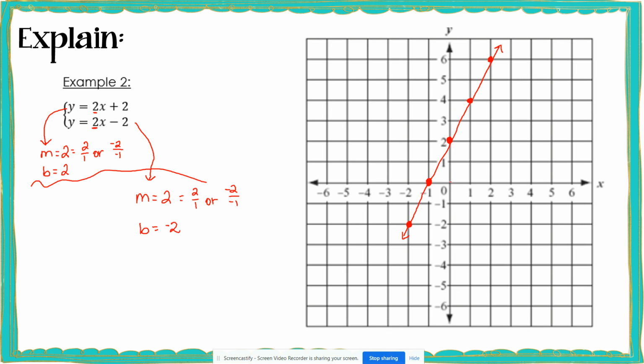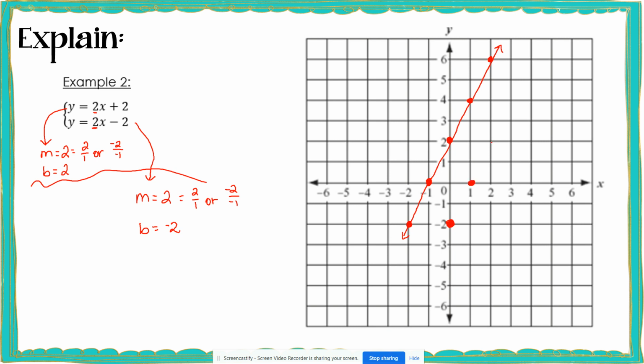So I'm going to start with my y-intercept, and I'm going to go down to -2 and put my point. Well, then I use these slopes, so 2 over 1, or I can use -2 over -1. If I do +2 over +1, that's up 2, right 1.